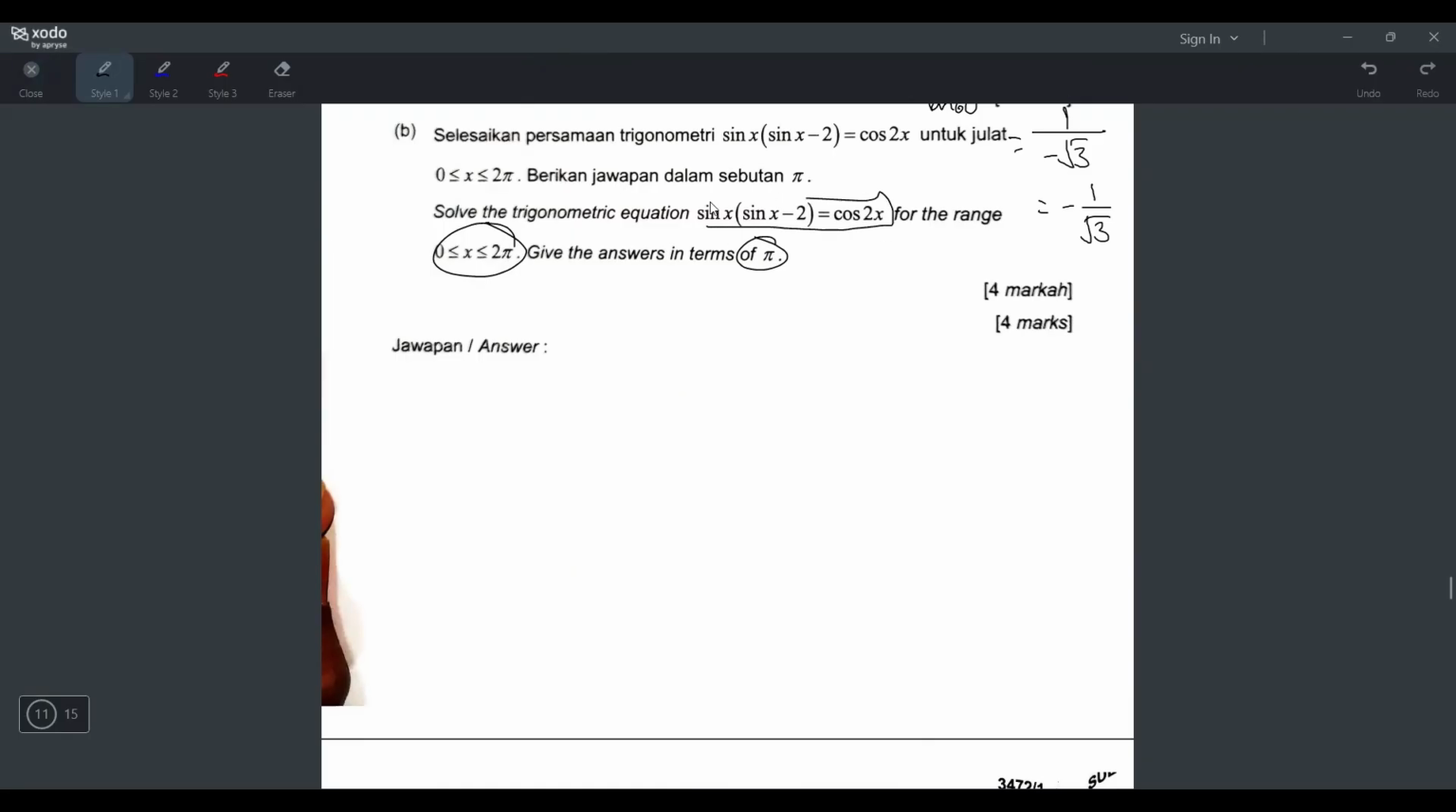All right, so how do we solve this? Okay, to solve means they want to find x. So what you should do is you should expand. Sine x times sine x becomes sine square x. Sine x times negative 2 is negative 2 sine x.